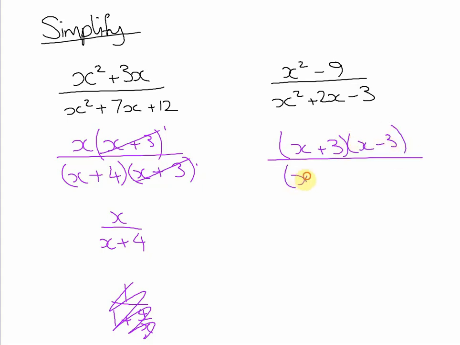Denominator, factors of 3 that make 2. Well, that's 3 and 1. It's a prime number. And we have to do that to make the positive 2. So we can cancel these off. And we get x minus 3 over x minus 1. Remember, I'm cancelling these off because I'm dividing the entire top by x plus 3, and I'm dividing the entire bottom by x plus 3. So there you go.